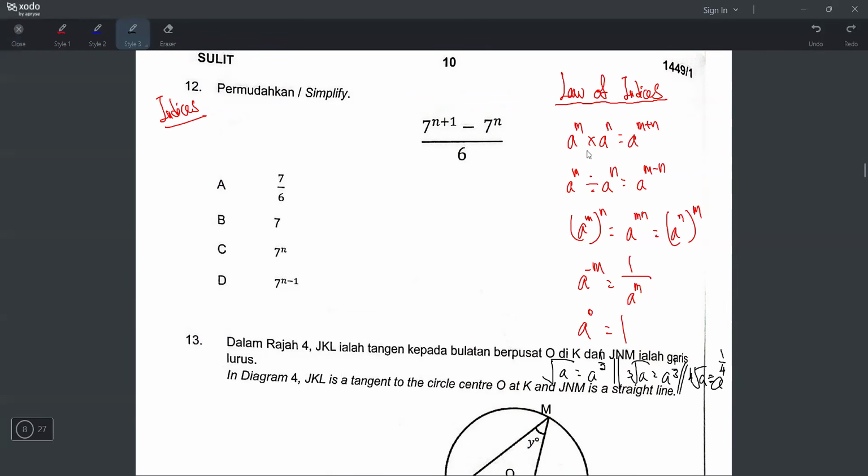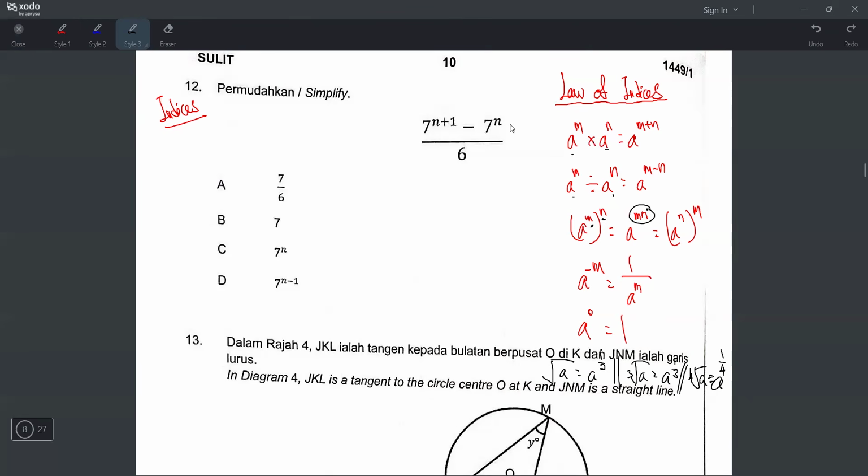The first one, if the base is the same and multiplying, power add. If the base is the same and dividing, power minus. And if the power is side by side, you have to multiply. Since it's multiplication, you can actually switch place, because it's like 2 times 3, 3 times 2, same thing. So you can write n inside or n outside. And if the power is negative, you can put it below and it becomes a positive power. Anything power 0 is 1. Square root is actually power 1/2. Cube root is power 1/3. Fourth root is 1/4. So now let's do this question.